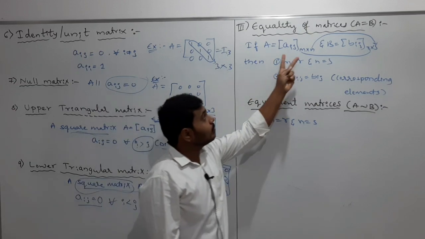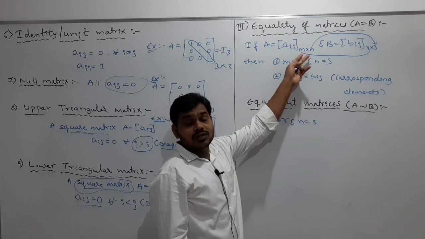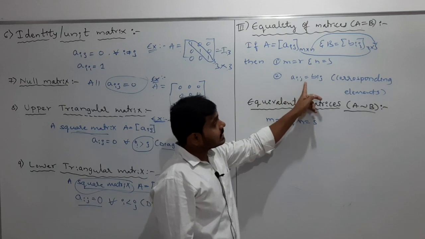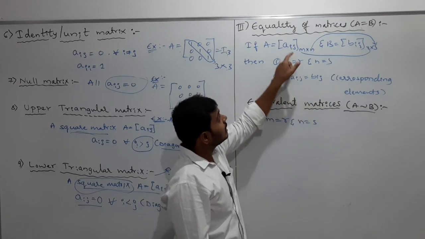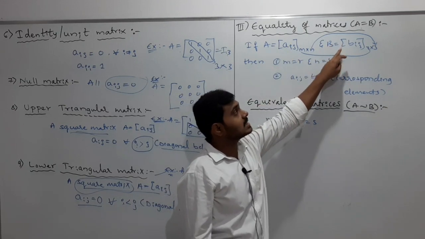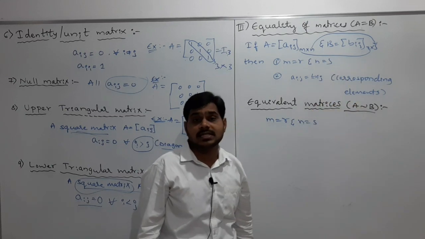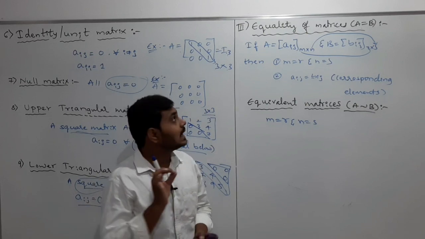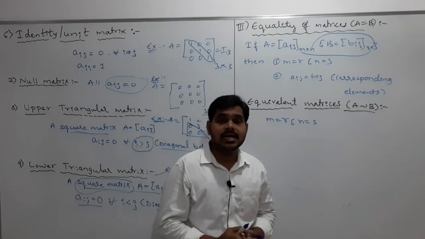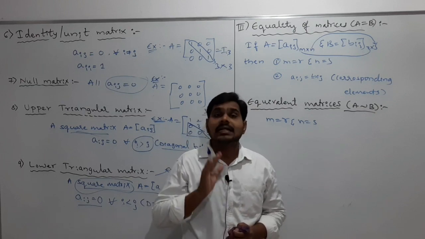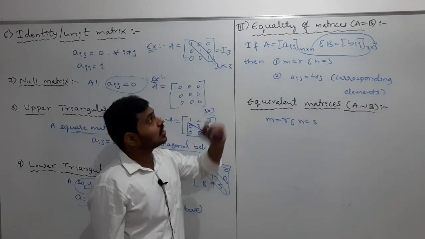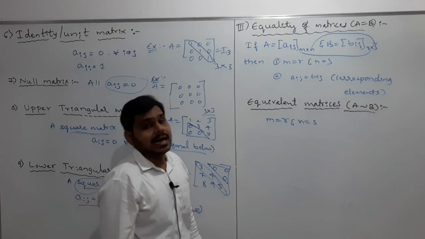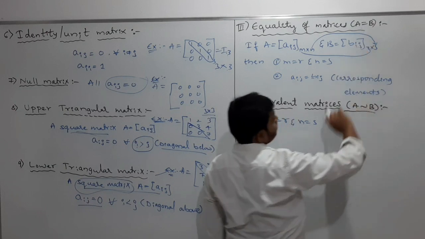It means the two matrices should be of the same order, and the second condition is Aij equals Bij. Aij means the elements in this matrix, Bij means the elements in this matrix. Corresponding elements should be the same. Two matrices are said to be equal if the order is the same and the corresponding elements are the same. Such matrices we call equal matrices, and the symbol for this is equals.